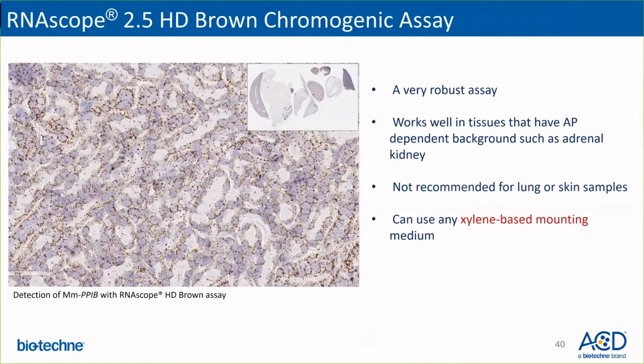Chromogenic brown assay is one of our most robust assays. It is an ideal assay for tissues that have alkaline phosphatase-dependent background, such as kidney samples. But this assay is not ideal when using tissues that are subject to pigmentation, such as lung or skin samples.